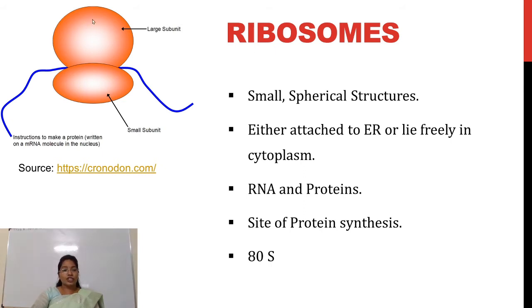If we see the structure of the ribosome, each ribosome consists of two subunits: a small subunit and a large subunit. In eukaryotes, as the ribosomes are 80S, the small subunit is 40S and the large subunit is 60S. So the final makeup is 80S, and the function is protein synthesis.